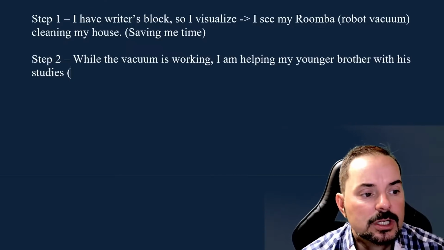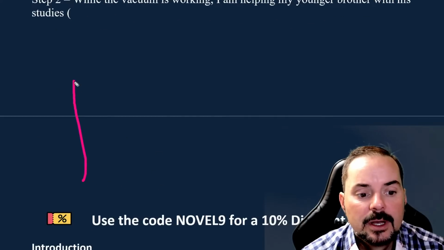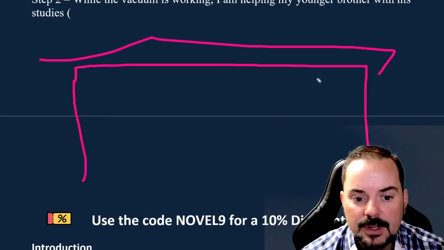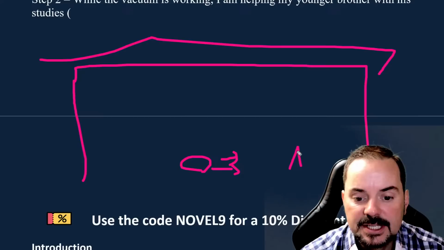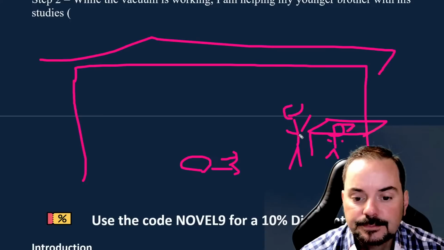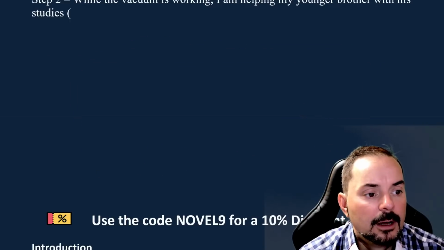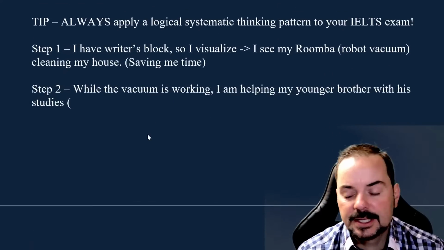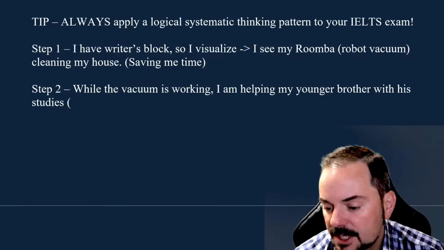So he sees the image clearly, right? And so what Amra is saying is like, okay, guys, well, I definitely see the house, and I see the Roomba moving around, but also importantly, I see myself helping my younger brother at his desk with his studies during that time. Okay, now, is this a positive or a negative? Okay, is that a positive or negative use of time?